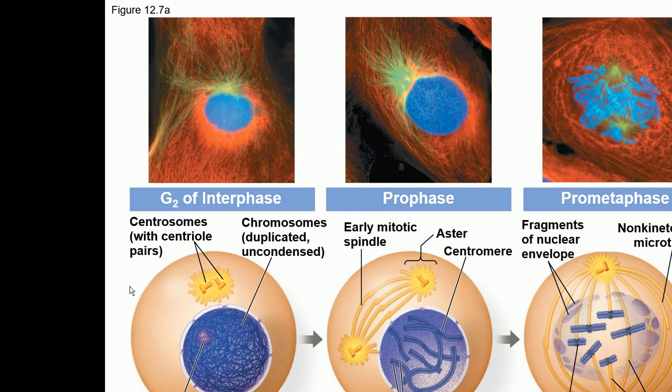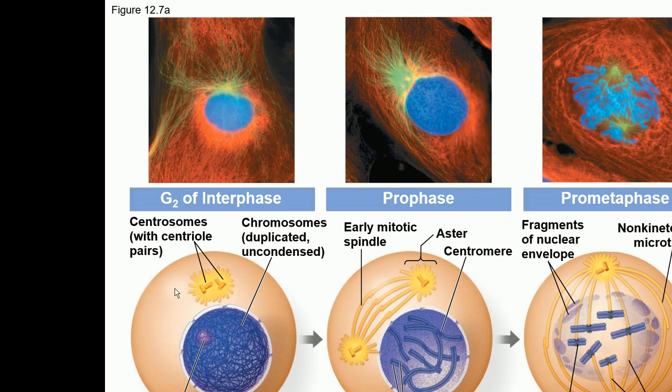Now you can see here, this is the G2 of interphase. In the G2 of the interphase, which is the last phase of the interphase, you can see here the cell has duplicated everything. In the S phase, the DNA is duplicated. So the cell is in the G2 phase of the interphase. Here, because the cell has passed through S phase, the DNA has been duplicated.